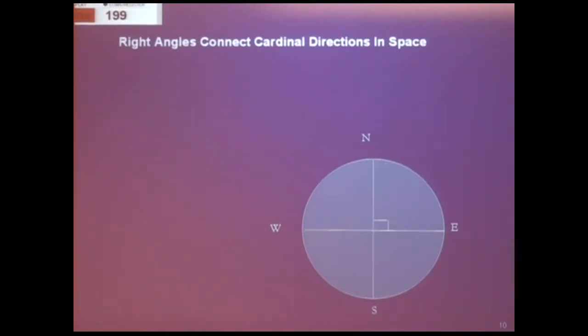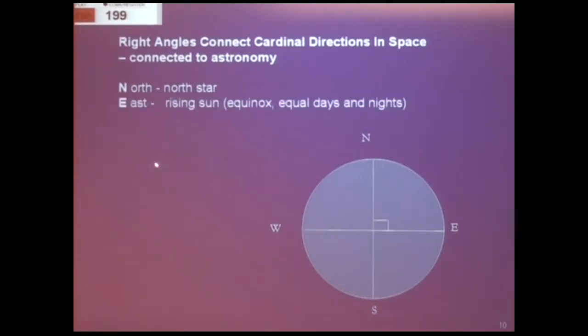Remember now that these directions of north and east and west and south are really independent directions that are connected to astronomy. And we'll talk more about how these directions became defined when we talk about astronomical phenomena. So north became defined by virtue of the North Star, and east by virtue of where the sun rises, but not where the sun rises every day, but where the sun rises precisely during equinox.